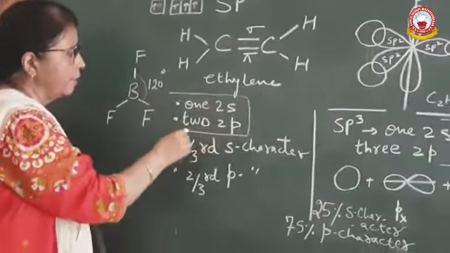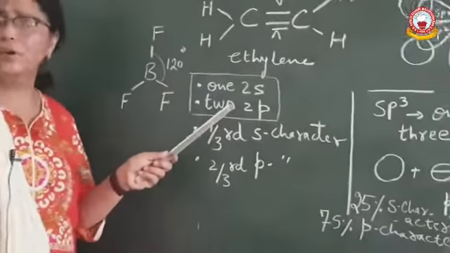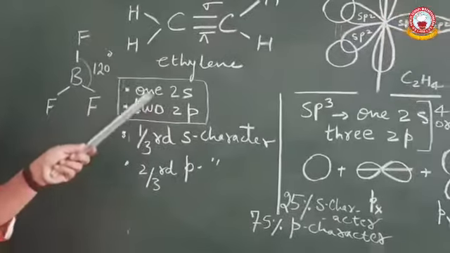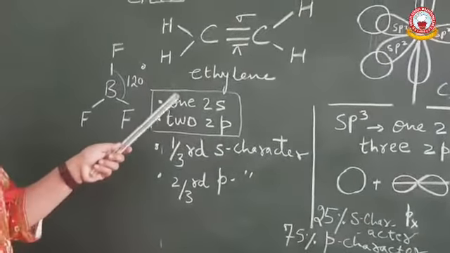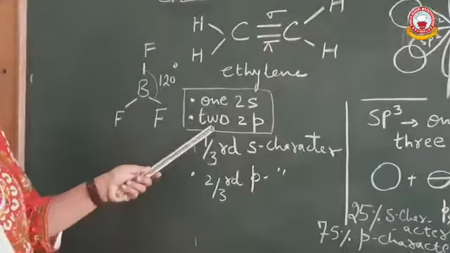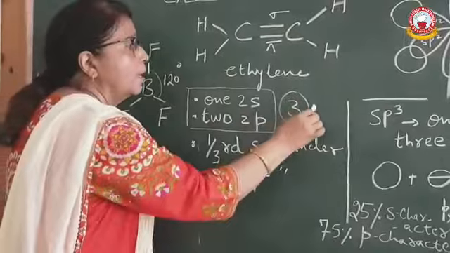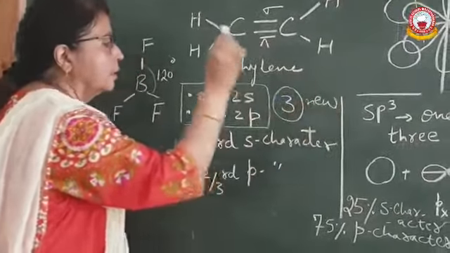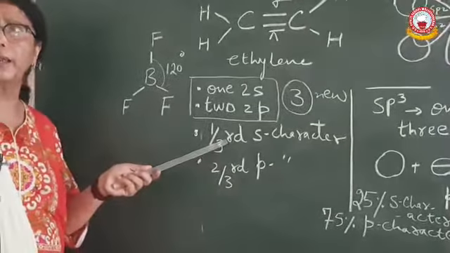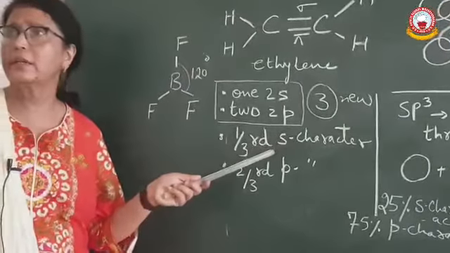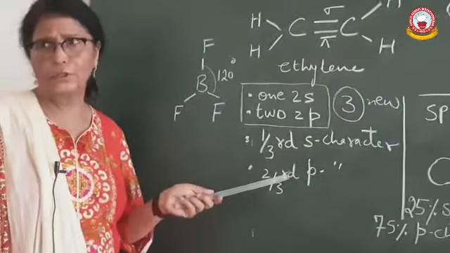Which orbitals are mixed? One 2s and two 2p orbitals they mix. So, children, how many orbitals will be obtained? It is 2 plus 1, that is 3. So, 3 new orbitals are formed. What is the percentage of s and p character? Your s character is 1/3 and your p character is 2/3.